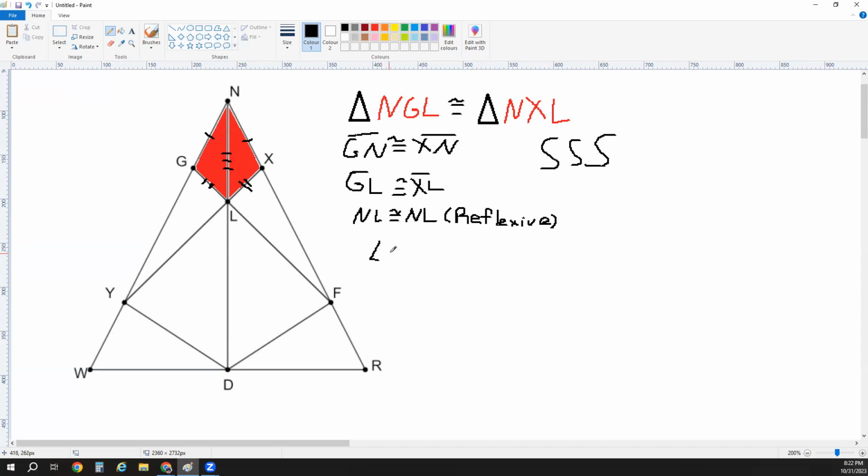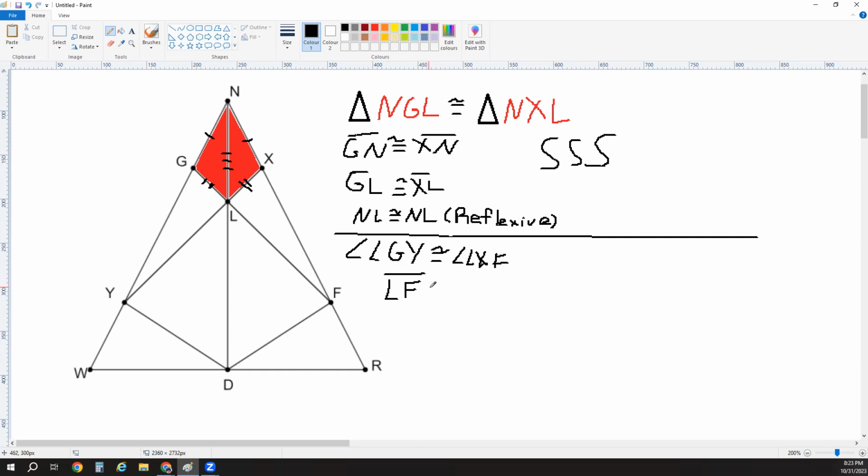And we're given that angle LGY, sorry about that, angle LGY is congruent to angle LXF, and we're given that line segment LF is congruent to line segment LY.